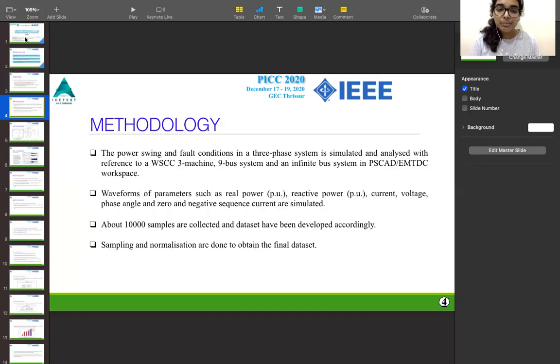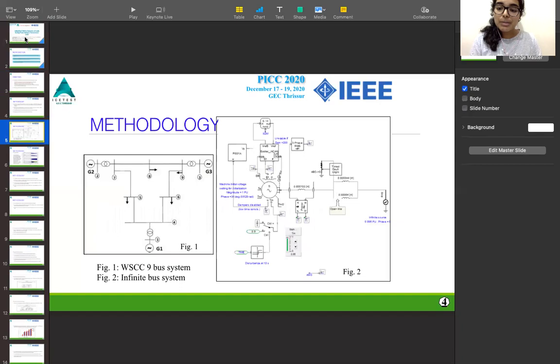For this, we have simulated a three-phase system, that is a three machine 9 bus system and an infinite bus system. This was simulated by applying a fault in a certain phase at a set time and clearing it after a fault interval. The waveforms were recorded, sampled, and collected as time series data. This is in accordance with the swing equation of the generator describing relative motion between the rotor axis and synchronously rotating stator field with respect to time.